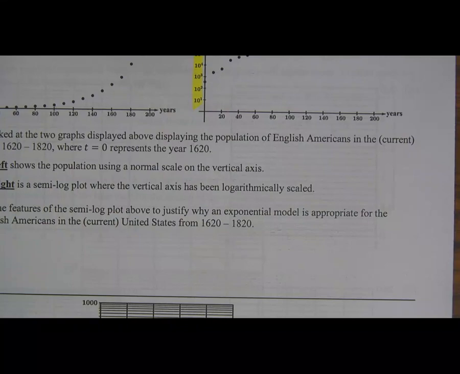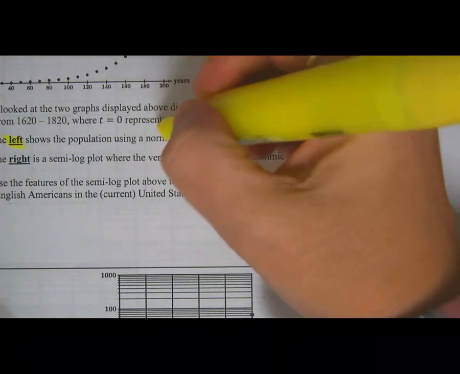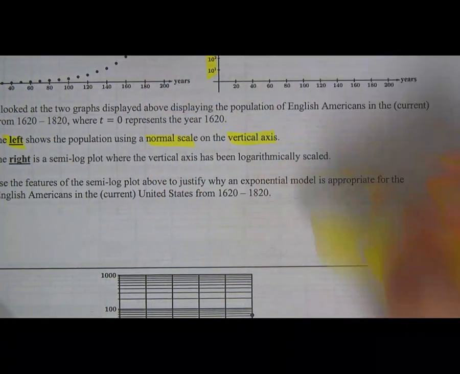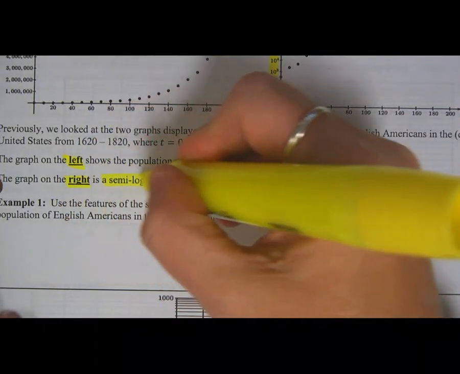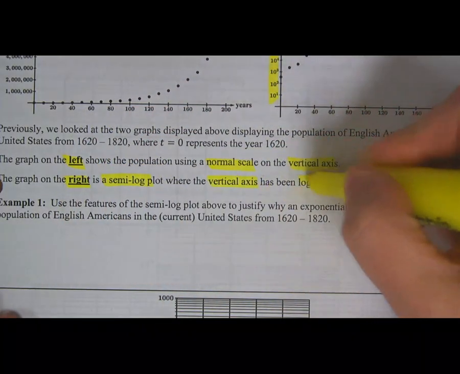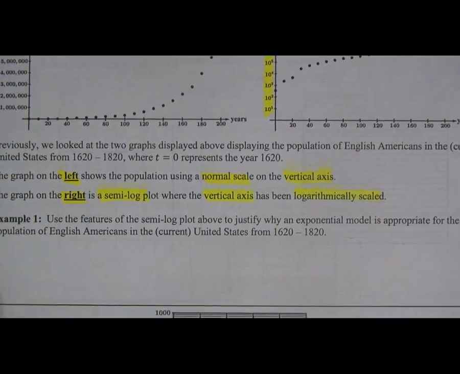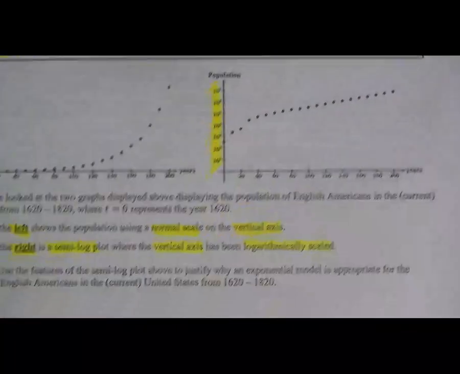So all of that beneath there just says, look, the graph on the left shows the population using a normal scale on the vertical axis. The graph on the right is a semi-log plot. The vertical axis has been logarithmically scaled, and the data appears linear.